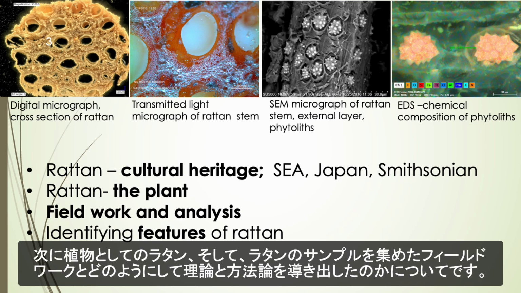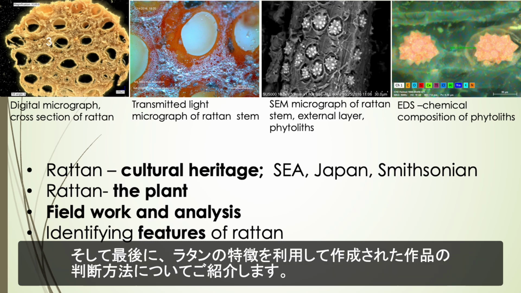In the second part, I will look at rattan as a plant. And the third one will report on fieldwork and analysis, a fieldwork during which I collected samples of rattan, and how I designed the methodology and analysis. And the last part is going to report on characteristic features of rattan, which could be used to determine if an object was made of rattan or not.